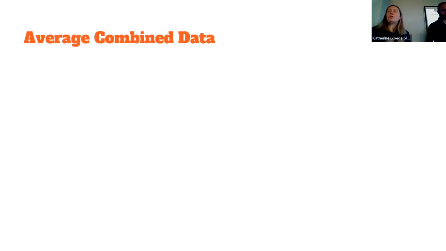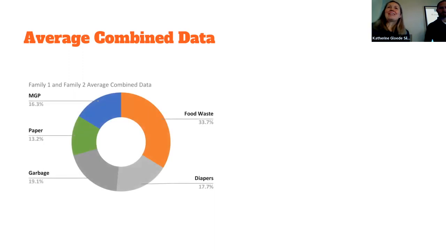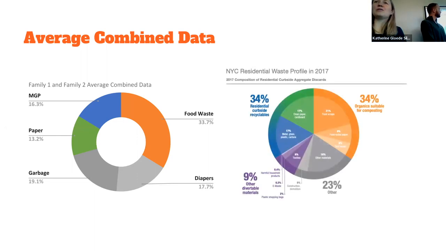Okay, so our average combined data looks like this, and I don't know if you can see well. I wasn't able to see colors all that much from that side. Orange represents food waste, and if this chart reminds you of something, you are not wrong, because it looks very similar to the waste characterization study that was done in New York City in 2017. Surprisingly, even with this small sample size, just two families, six people total, we were able to get results which are supported by city data.